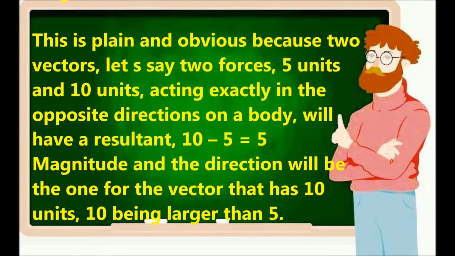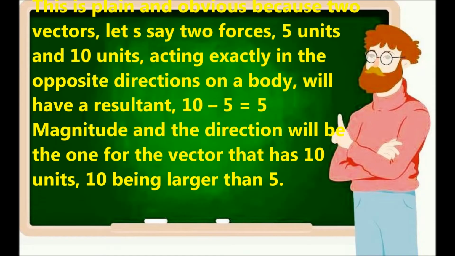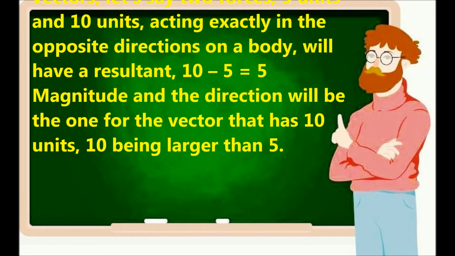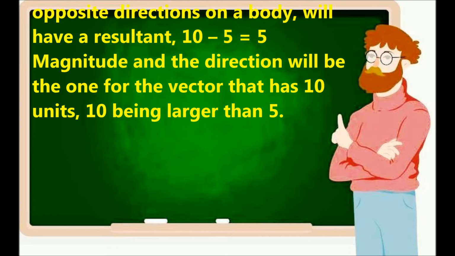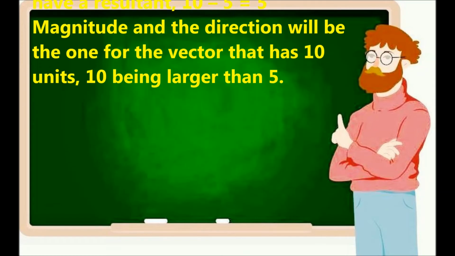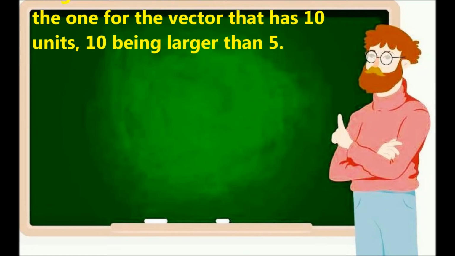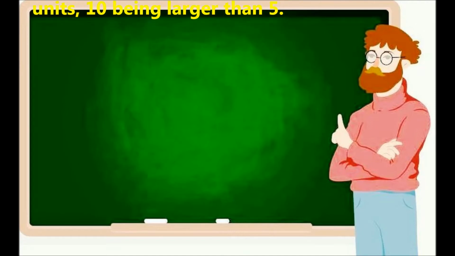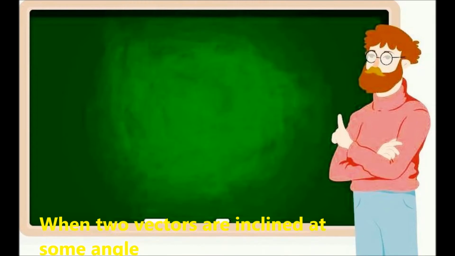Will have a resultant first of magnitude 10 minus 5 is equal to 5, and the direction will be the one for the 10 units because that's larger. For the vector that has 10 units, 10 being larger than 5. So this is very clear. Same directions added, opposite directions subtracted, and the direction is that of the one which has the larger magnitude.